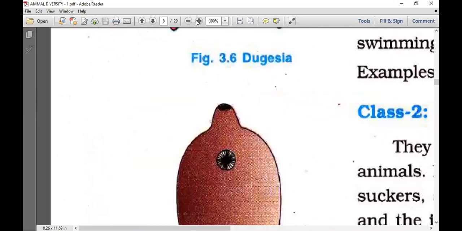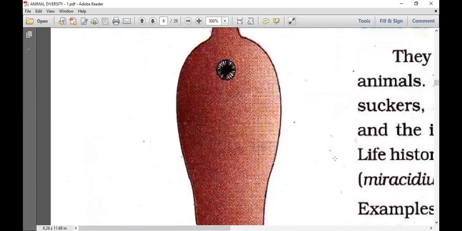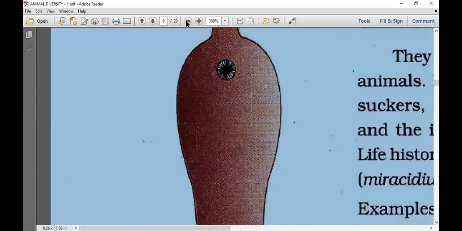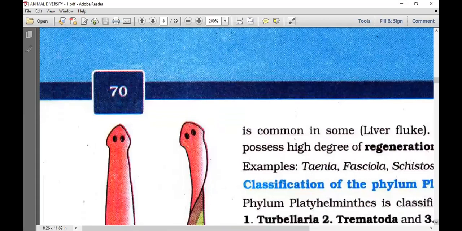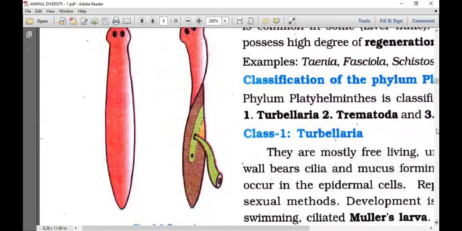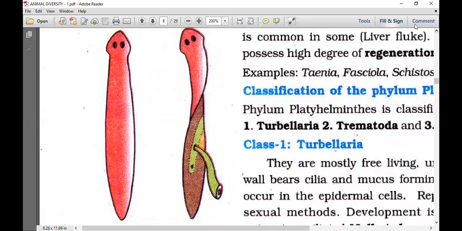So Trematoda: Fasciola hepatica. This is Fasciola hepatica. This is Dugesia in the diagram. You can see it here. Okay, so we end here. This is the phylum Platyhelminthes.